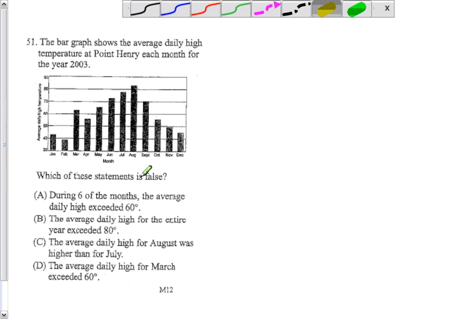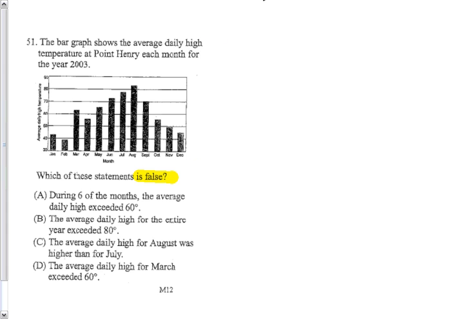Let's get our highlighter out here. So we need to read a statement and then determine is that statement true or false based on the graph. And we'll pick the one that is false. So we're looking for the one when we read it, we say no, that's not true, that's false, and then that'll be our answer. So let's look.